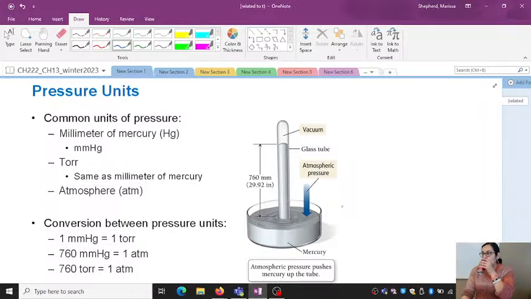I think the conversion was like milliliters of H2O was like 13 point something, and then mercury was 1 because it's so dense, and maybe that's a little bit more accurate.